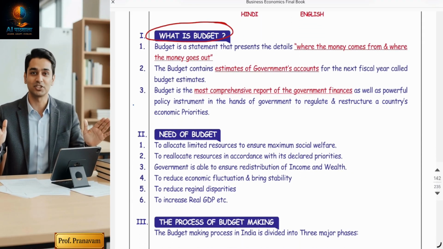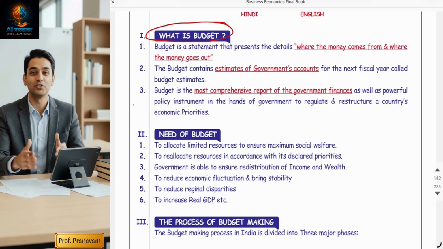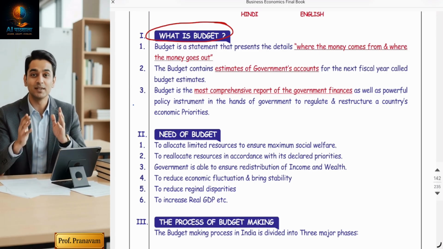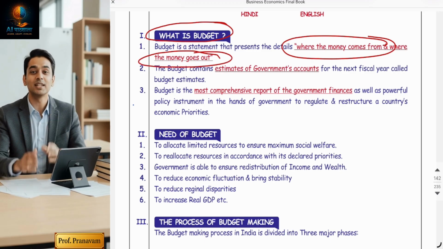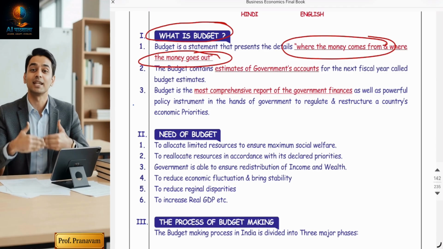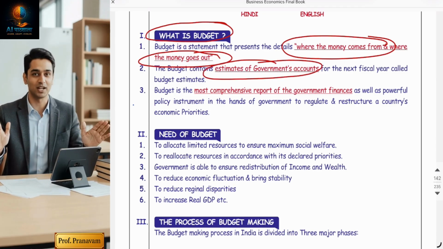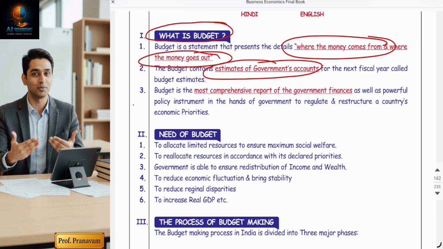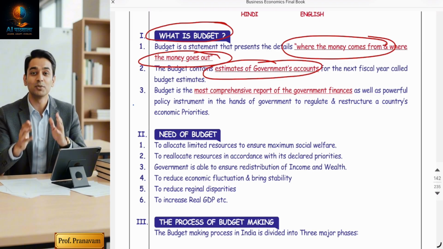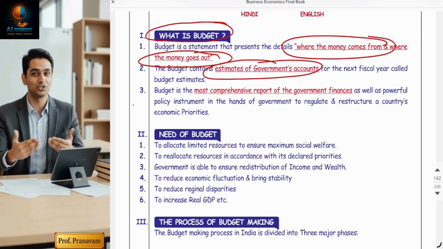The first question arises: what is a budget? Friends, a budget is a statement that shows where the government's money comes from and where the money goes out or is spent. It contains estimated receipts and estimated expenditures for the next financial year, called budget estimates. Yes, guys, the budget is always made for the next financial year, which means it is made on an estimated basis. That's why it is a part of planning.